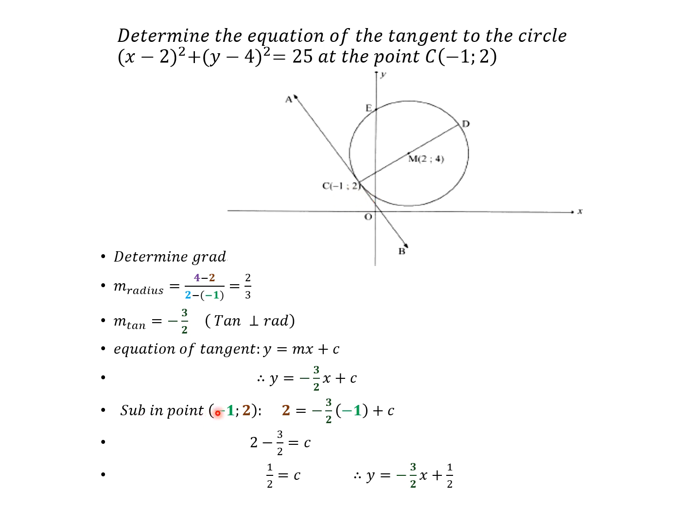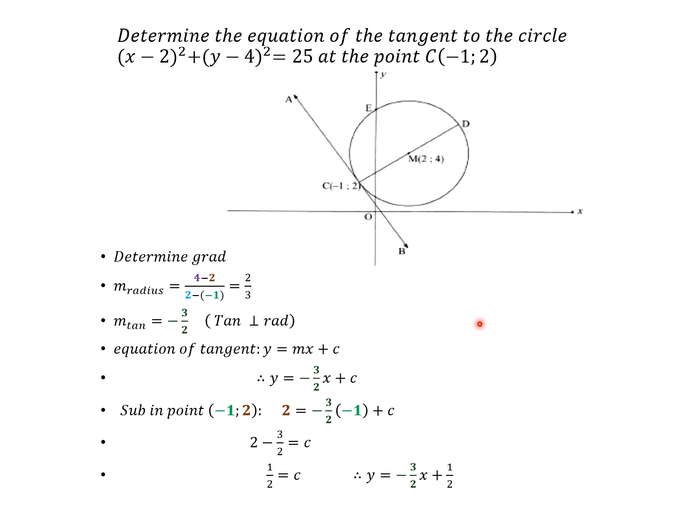So if I sub in minus 1 and 2, according to this, y is 2 when x is minus 1, plus c. That gives me plus 3 over 2 if I take it over. Minus 3 over 2, so 2 minus 1.5 gives me half. So c equals half, therefore y equals minus 3 over 2x plus half. There's my equation of my tangent.